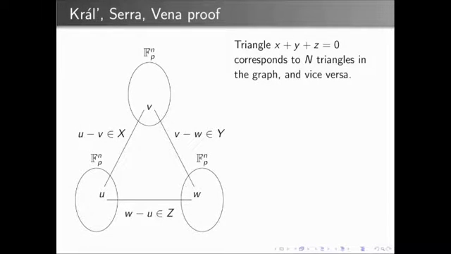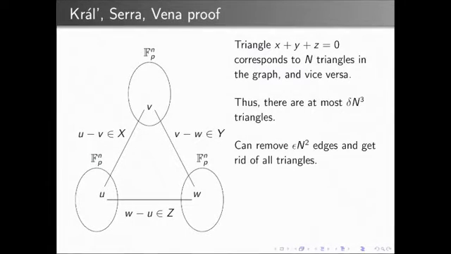Now, I'm presenting it for abelian groups, but this works for general groups. So if we have a triple x plus y plus z summing to zero, then that corresponds to exactly big N triangles in the graph, where big N is the size of F_p to the n. And vice versa, if we have a triangle in the graph, then that must come from such a triple. And so since we had delta n squared triples, we have at most delta n cubed triangles, which means that we can remove epsilon n squared edges to get rid of all triangles.